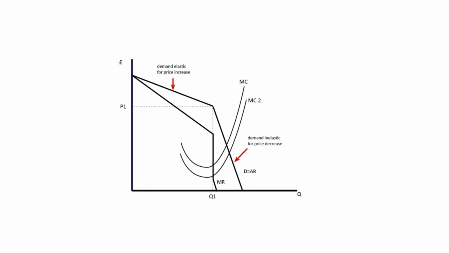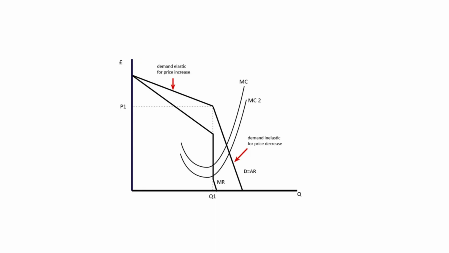Rigidity in response. The kinked demand curve suggests that firms are more likely to match price cuts by competitors but are reluctant to raise prices in response to a rival's price increase. This behavior results in a gap or kink at the current market price.